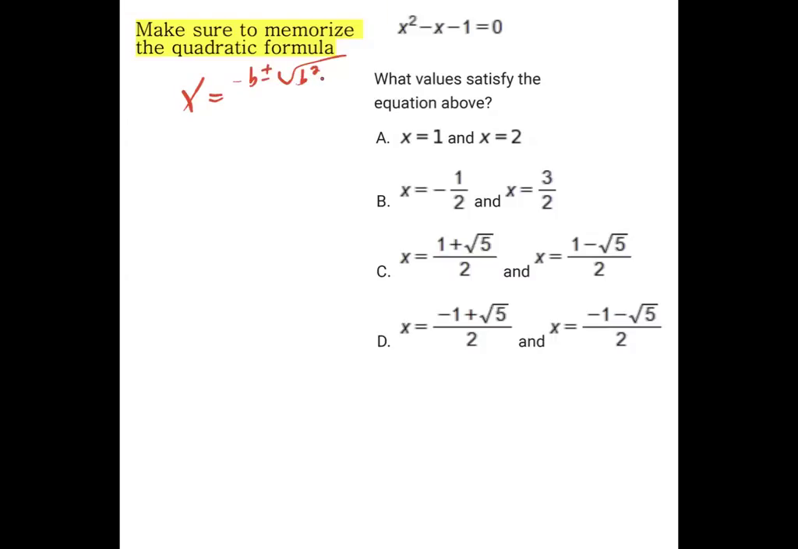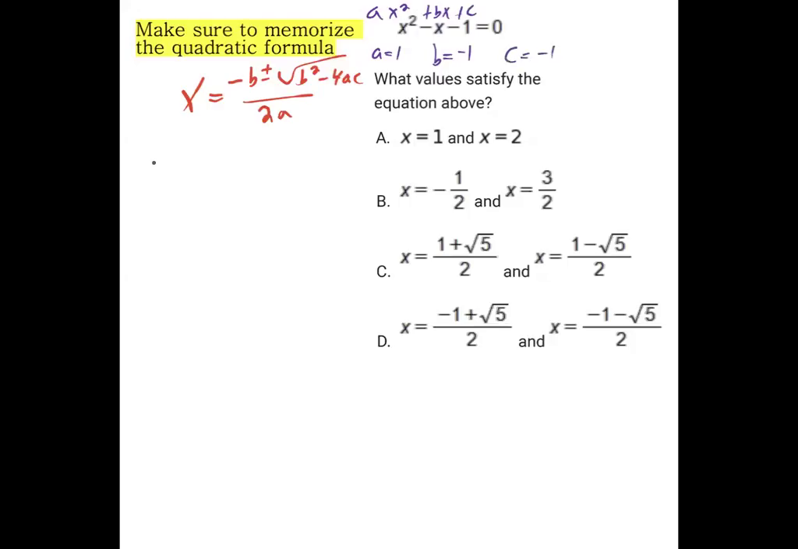And it's negative b plus or minus square root of b squared minus 4ac all over 2a. And what are the a, b, and c? Well, a quadratic is in the format of ax squared plus bx plus c. So the a is the invisible 1 in front of x squared. The b is the minus in front of the x. In other words, it's minus 1. And the c is the minus 1 hanging off the end.